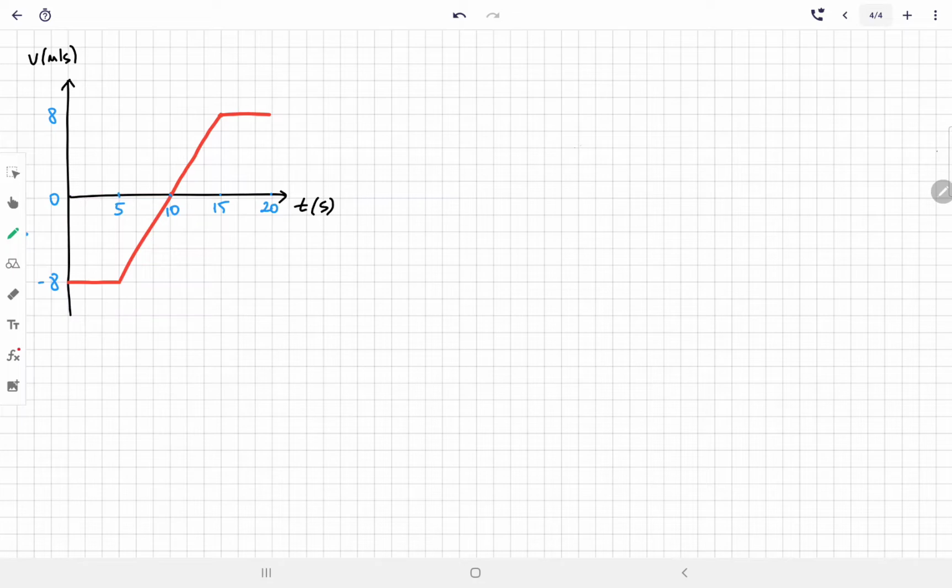Velocity is not changing, so it means acceleration during the first 5 seconds equal to 0, because it's moving to the left side, yes, but it's not accelerating, it's not decelerating, no change in velocity. So acceleration, let's call it A1, equal to 0 from 0 time till 5 seconds. From 0 second to 5 seconds, acceleration equal to 0.